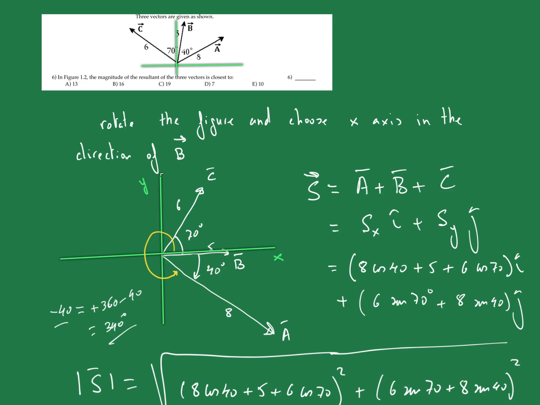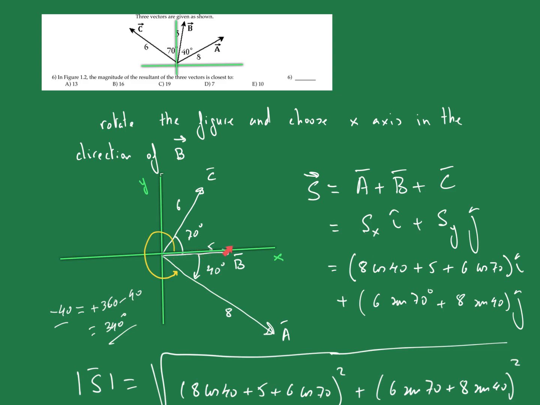So the problem says, what is the magnitude of S? The magnitude of S is the sum of A plus B plus C. So I will make the sum in this picture so that it will be easy. When I make the sum, I have a total amount in the I direction and a total amount in the J direction. What will be the total amount of the vector S in the X direction?